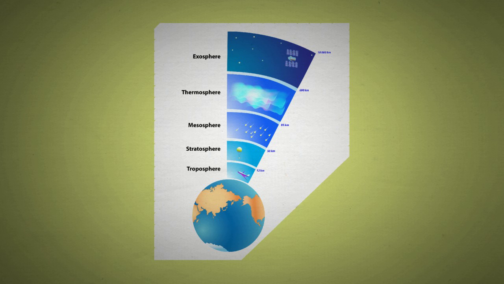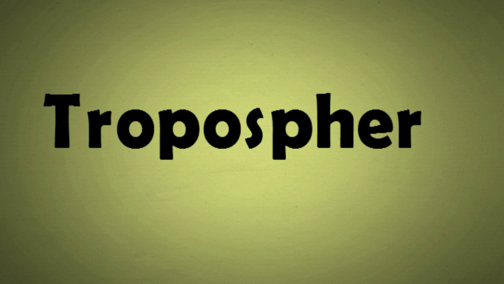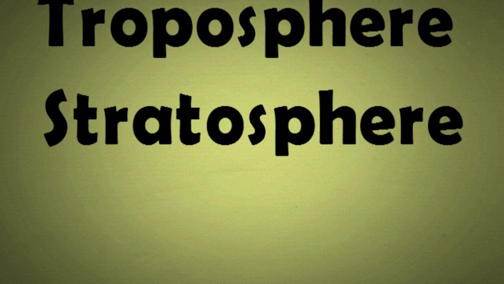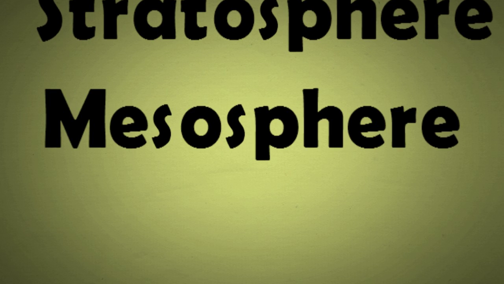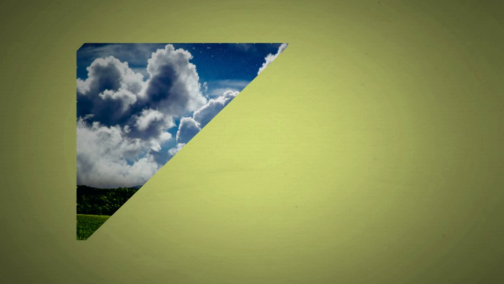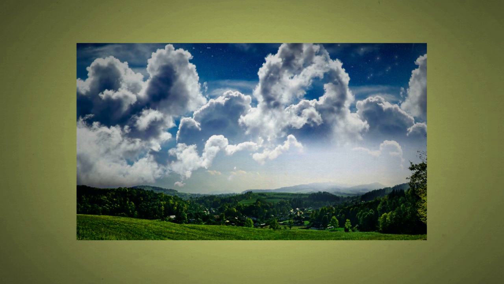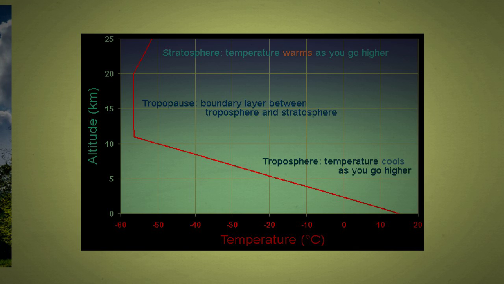The atmosphere is divided into 5 layers depending on how temperature changes with height: the troposphere, the stratosphere, the mesosphere, the thermosphere, and the exosphere. The troposphere is the first layer, and it is the lowest region of Earth's atmosphere. In this region, masses of air are very well mixed together, and the temperature decreases with altitude.